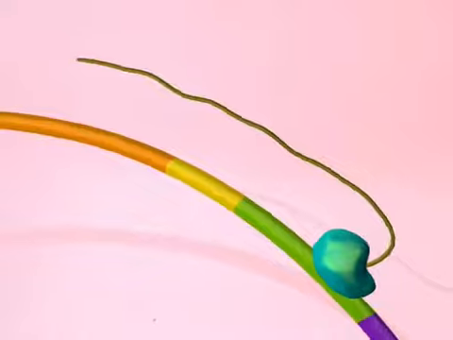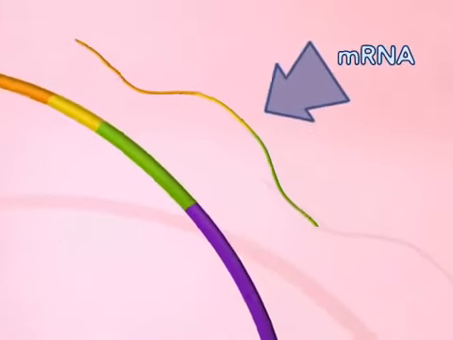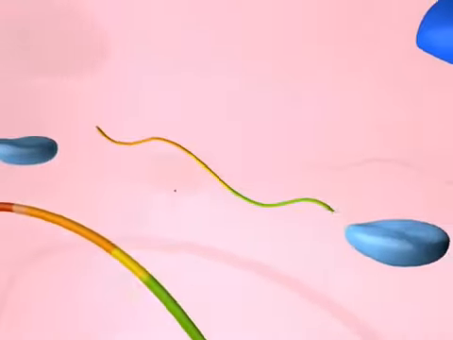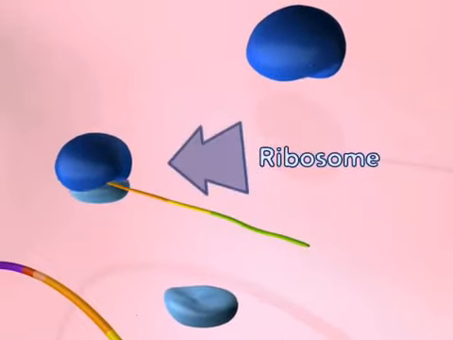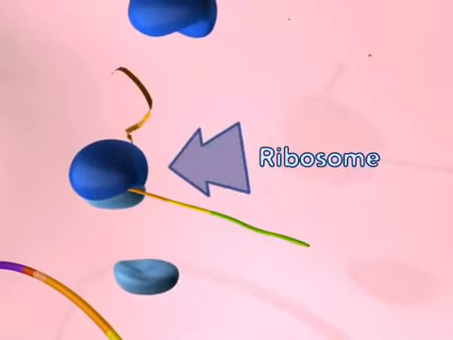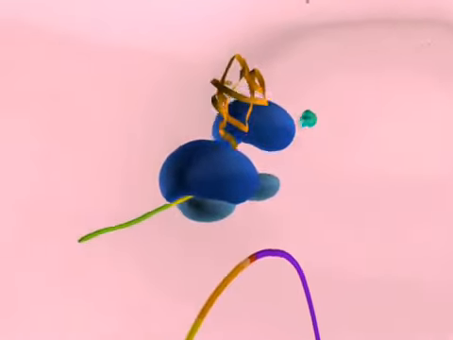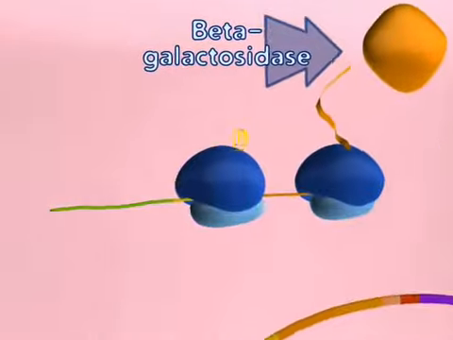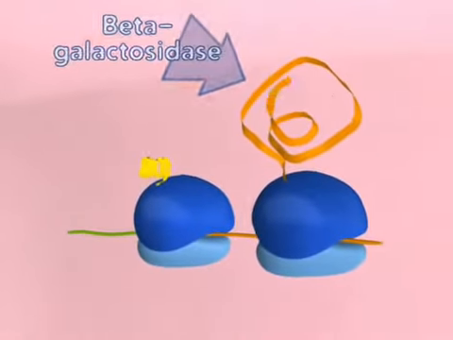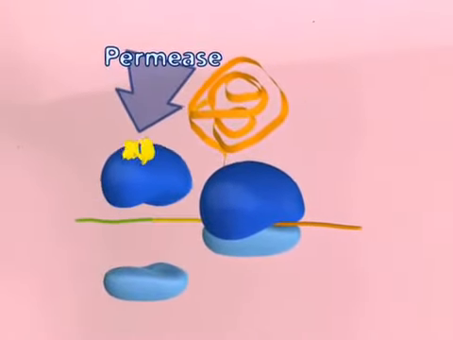Here we show two of the three lac operon genes being transcribed into mRNA. Ribosomes then bind to the mRNA, and the two proteins are translated. The first protein is beta-galactosidase, which breaks down lactose into two simple sugars. The second protein is permease, a membrane-bound protein.